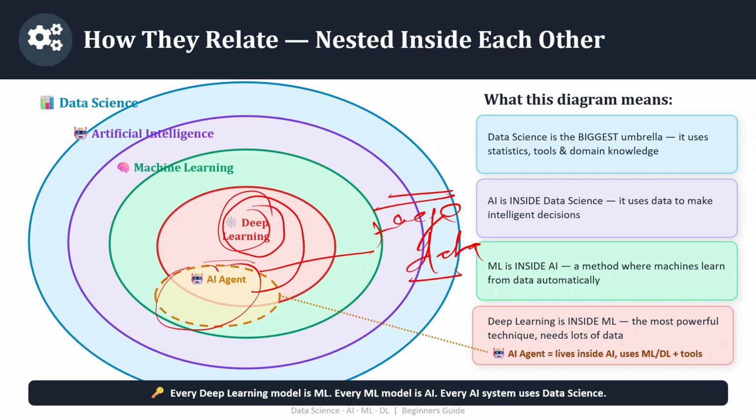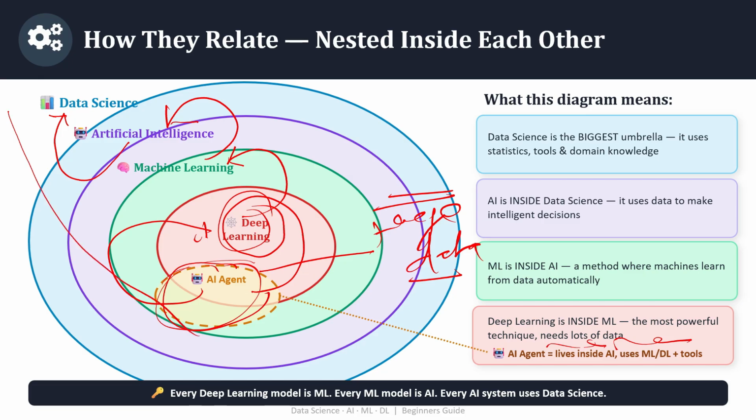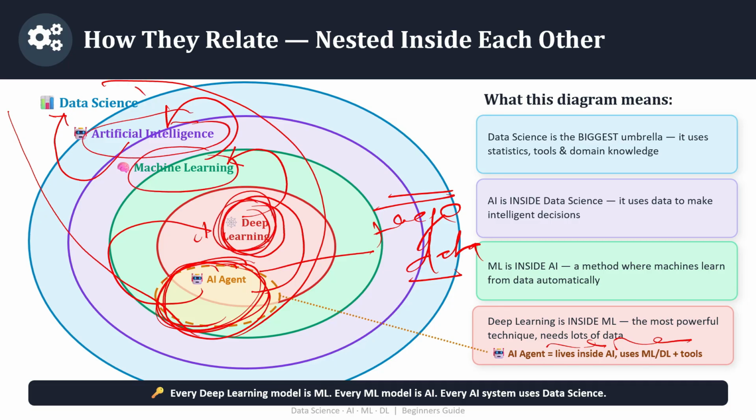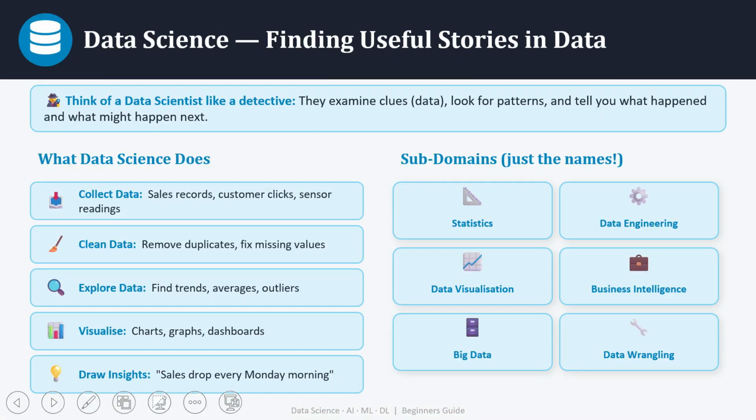Okay, an AI agent lives inside AI; it uses ML, DL, and tools, because an AI agent is inside deep learning, and deep learning is a part of machine learning, and machine learning is a part of artificial intelligence, and artificial intelligence is a subdomain of data science. That means everything is related to each other. So your AI agent internally is going to use all these: deep learning, machine learning, artificial intelligence, and data science. This is how they are related to each other.